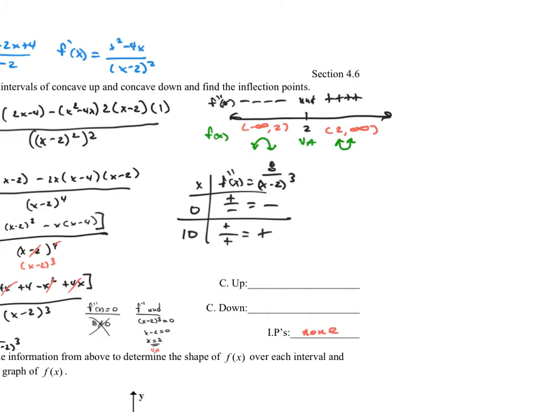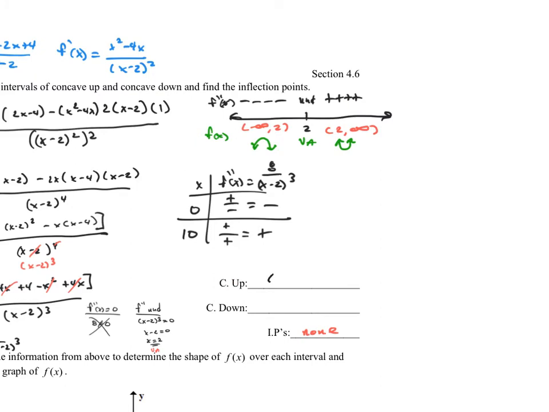I would like to say that x equals 2 is where an inflection point occurs, but again, that point is not in the domain of the original function. That cannot be an inflection point. All that is a vertical asymptote. So let's answer for intervals of concave up. That's where the second derivative was positive.